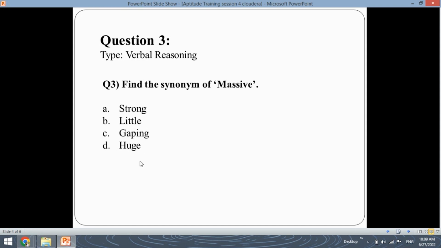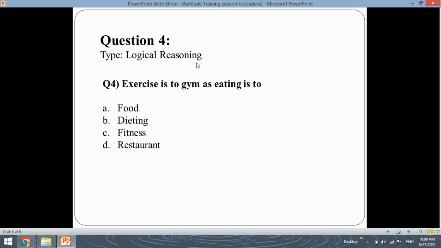So let's move on. This is the fourth question of logical reasoning. See, exercise is to gym as eating is to. So you've been given a first relation. Exercise is to gym. Using this first relation, you need to find out the second relation. Eating is to. Then you need to find out the answer from these four options.